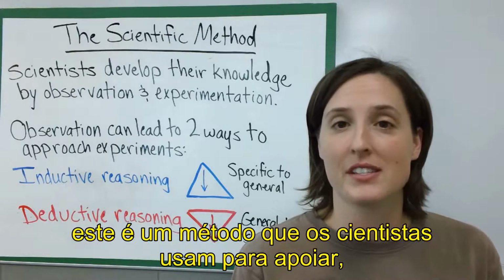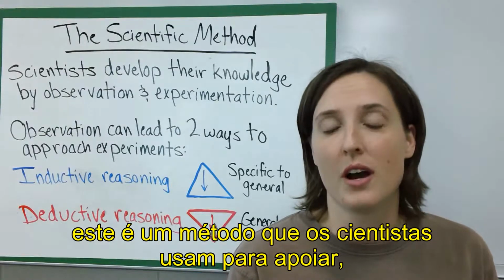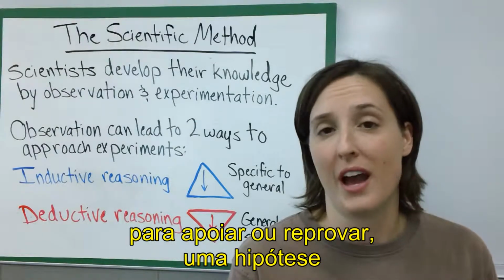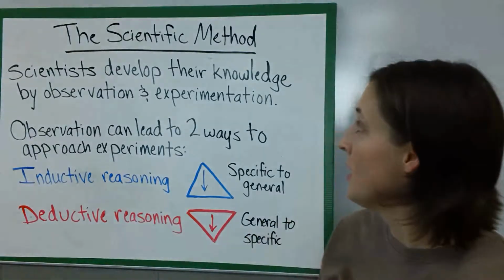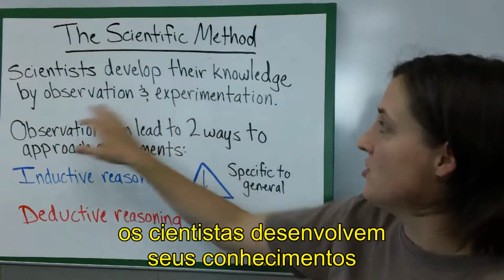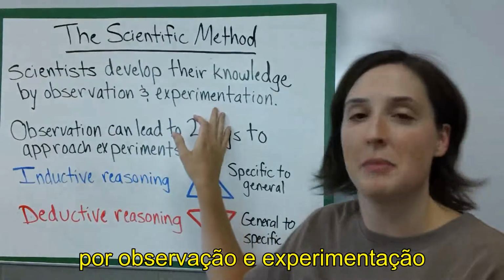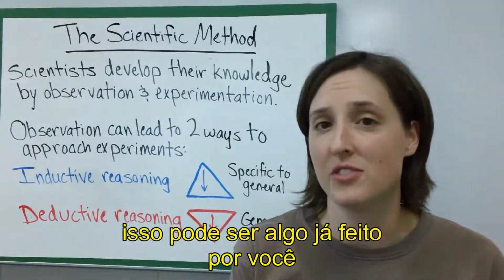Today we're going to talk a little bit about the scientific method. This is a method that scientists use to support or disprove a hypothesis. Scientists develop their knowledge by observation and experimentation. This might be something you've done yourself.